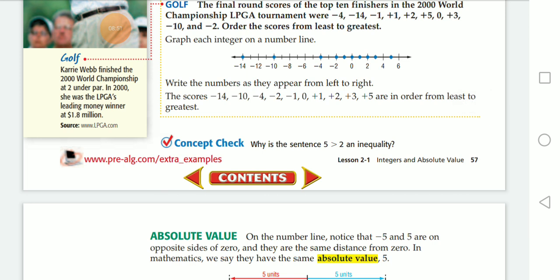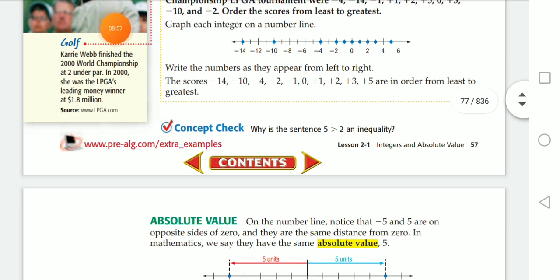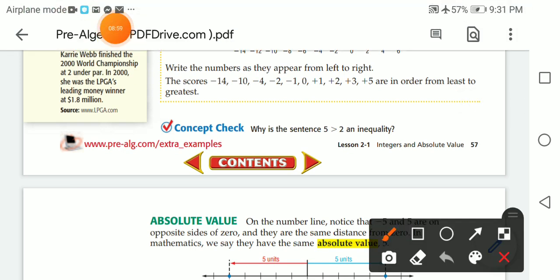Write the numbers as they appear from left to right. As you see, I have here negative 14, negative 10, negative 4, negative 2, as they appear on the number line. So this is the order from the least to greatest. It's very easy now.